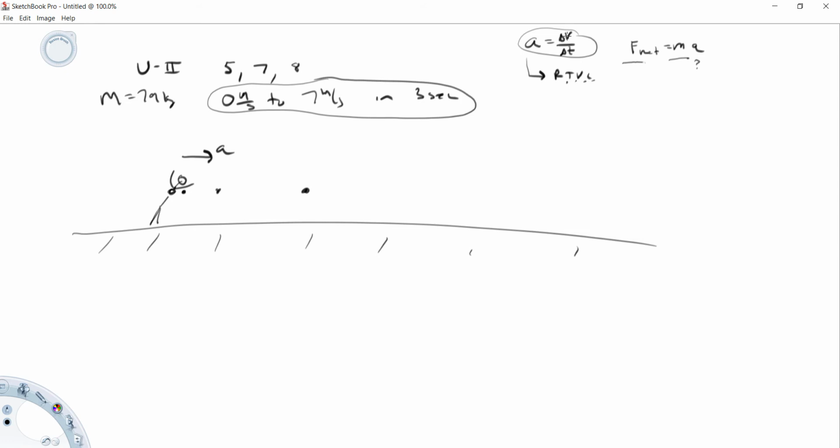And then part B, what is the net force on the runner? Well, once you have the acceleration, write out Newton's second law. You're given a mass and you're calculating an acceleration. Should be good to go there.